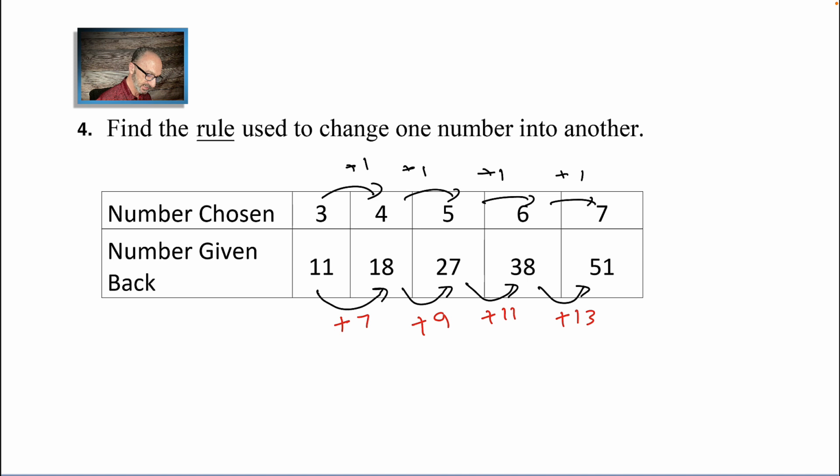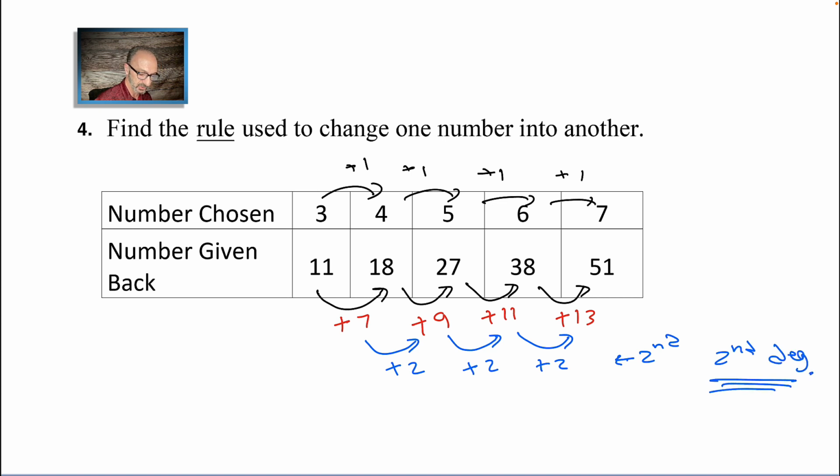Next, let's do it again. Let's change colors here to stay focused. Notice from 7 to 9, that's 2. From 9 to 11, that's 2. From 11 to 13, that's 2. Once you have the second fixed constant, we are looking at second degree. Second degree function.